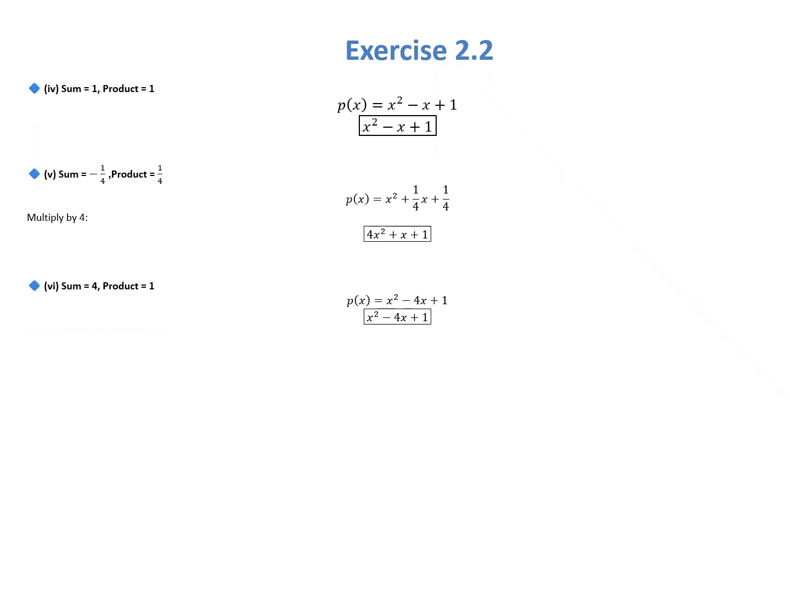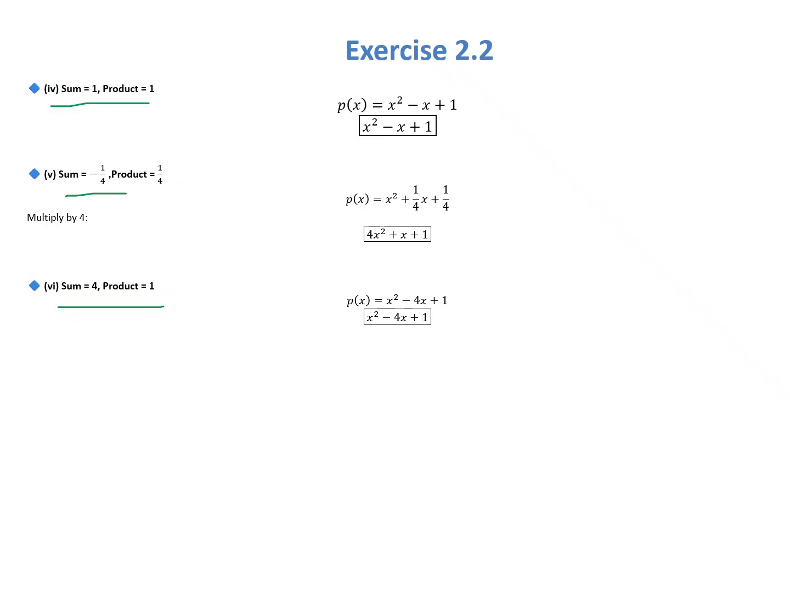Okay. So if we look at it, we have another two questions, which are sum 1, product 1, sum 1 by 4, product 1 by 4, and sum 4. Typically the logic here is that we apply the same logic, x square minus sum of the zeros into x plus product of the zeros, to derive the quadratic equation.